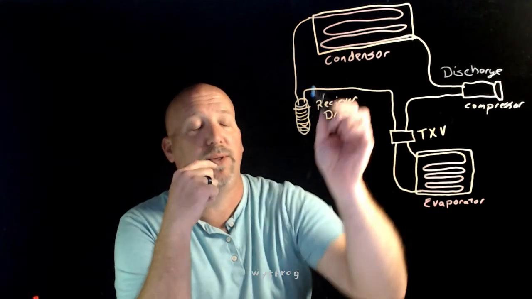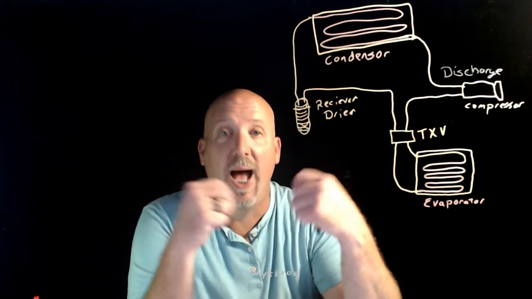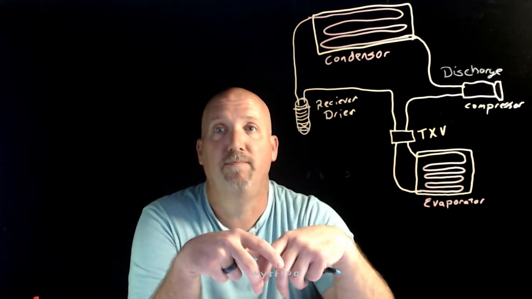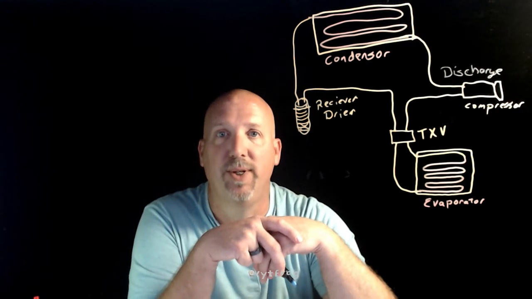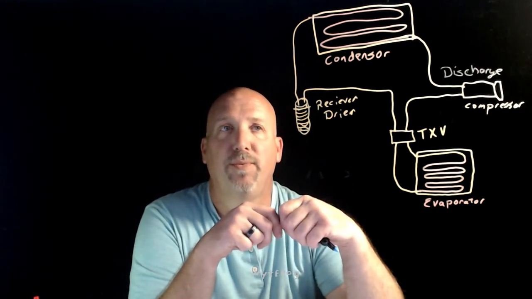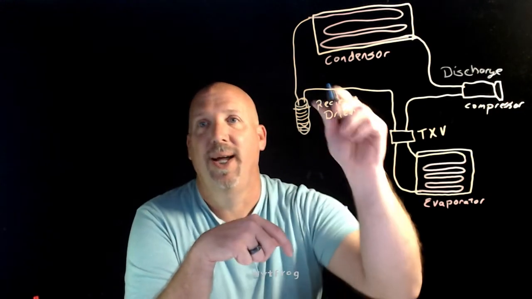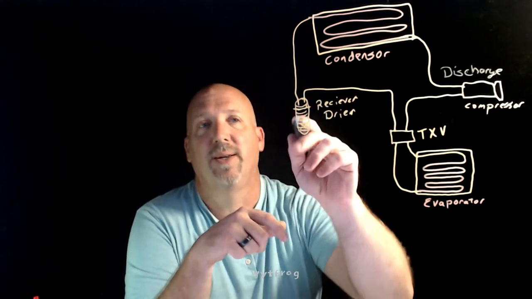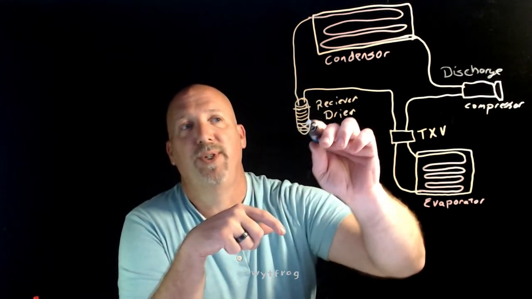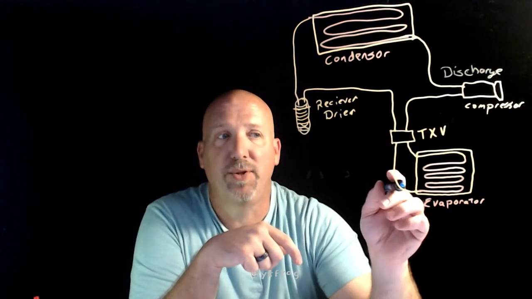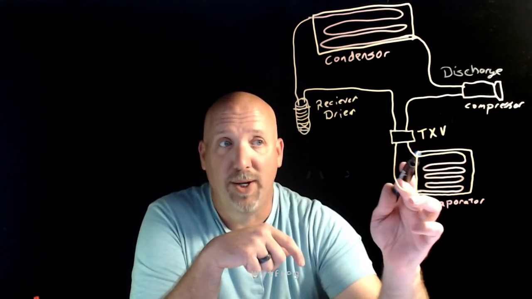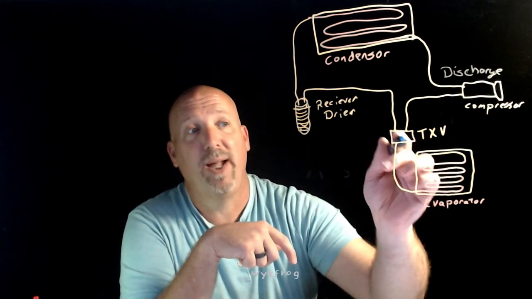As it's going through the condenser, it's giving off heat. As it gives off heat, it's condensing back to a liquid refrigerant. As a liquid refrigerant, it's stored in the receiver dryer, and it goes from the receiver dryer to the thermal expansion device. The thermal expansion device limits the amount of refrigerant into the evaporator based on the pressure and temperature of the refrigerant coming out of the evaporator.